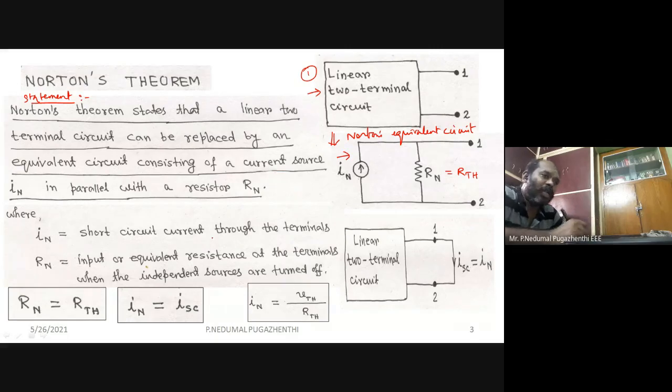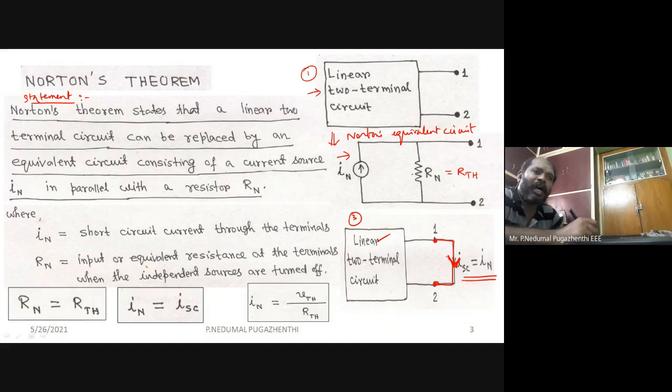And what is your IN? That is the source. How do you get it? You short circuit the terminals 1 and 2, like in this third diagram. You have a linear two-terminal network, this one. You short circuit the terminals 1 and 2 and notice the current passing through the short-circuited conductor. You call that I Norton, or the short circuit current.